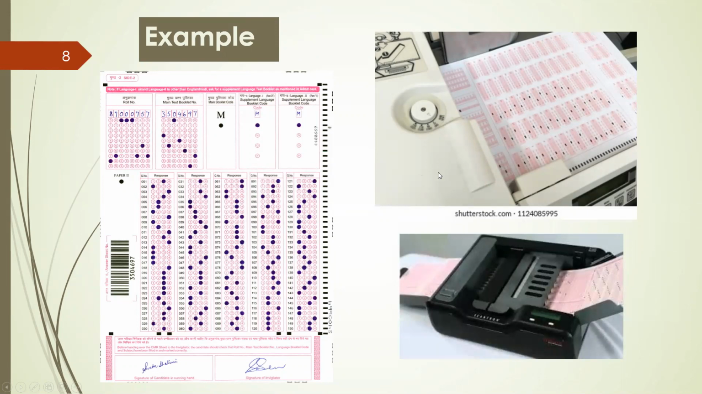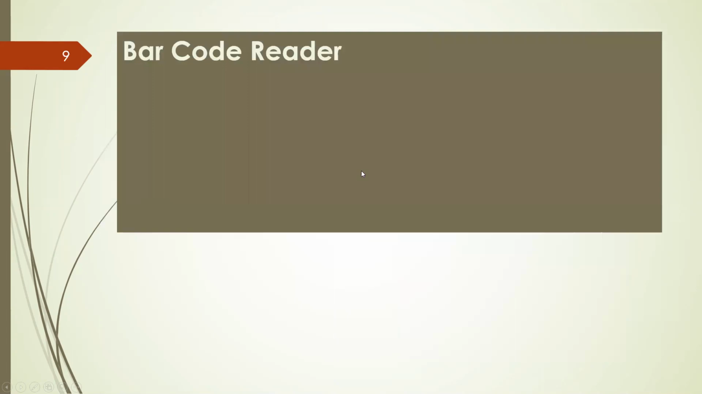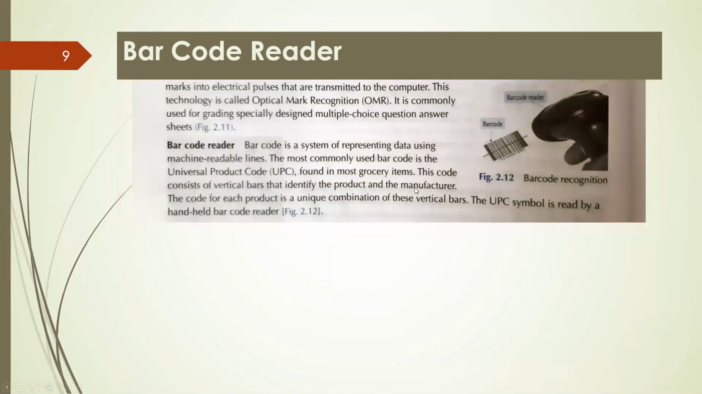So nowadays these things are very usable: MICR, optical mark reader, then optical character reader. Next is the barcode reader. Already most of you know, when I said barcode reader, that in shopping malls and all, with the price and all, how they are entering it in the system with the help of the barcode reader. We'll see that.